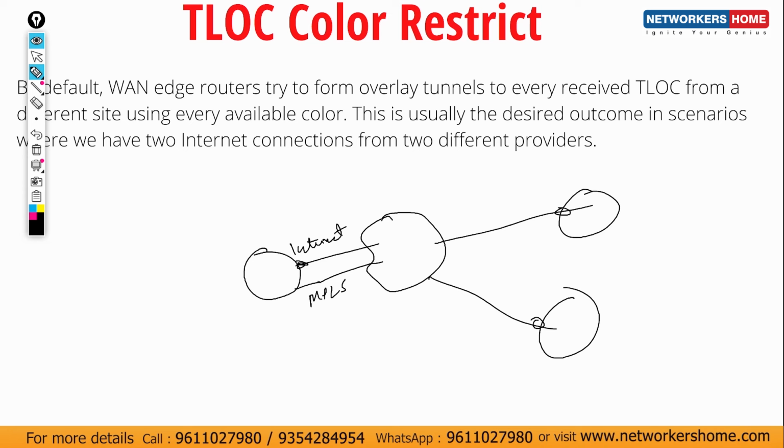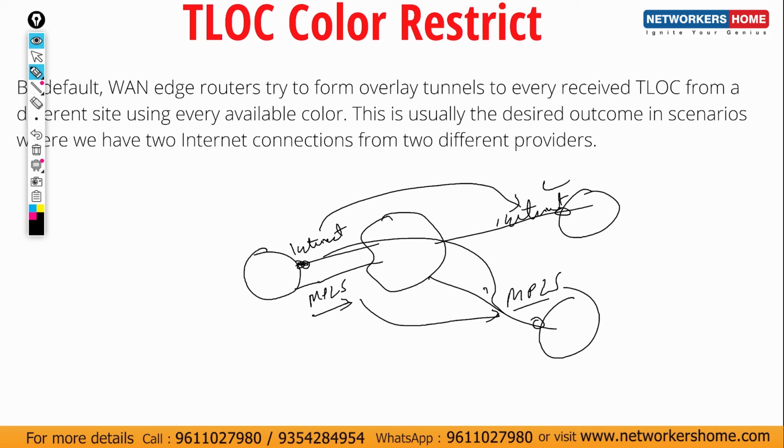So I want him, and this is internet and this is MPLS. If you use the restrict option here, it will look for neighborship with the same color. MPLS is going to form a tunnel to MPLS and internet will form a tunnel to internet. Otherwise, if you don't use the restrict option, what will happen? Internet is going to form a TLOC with internet as well as MPLS also.